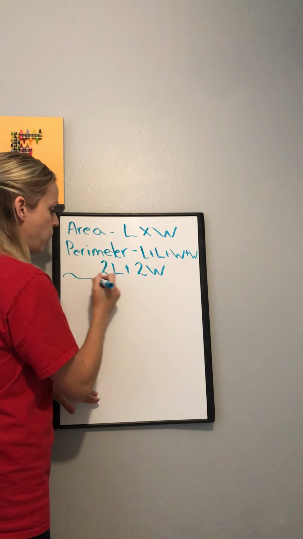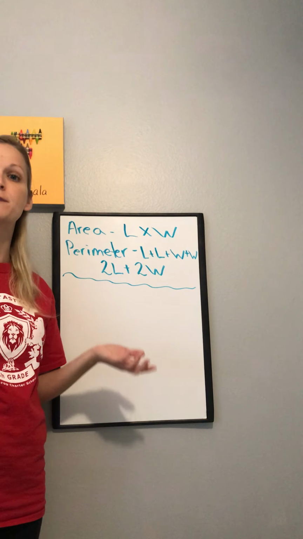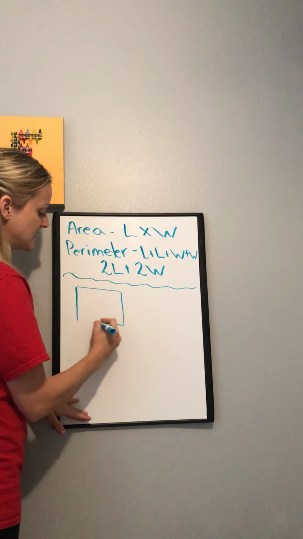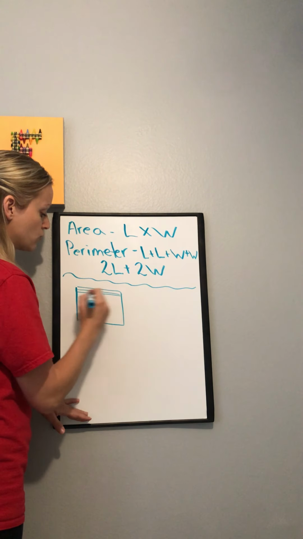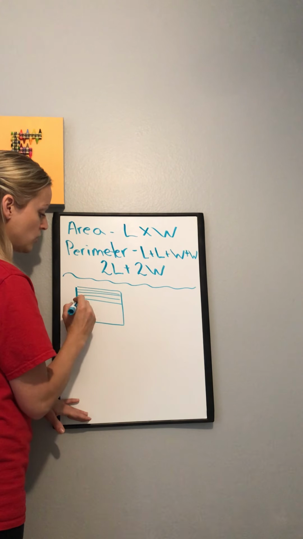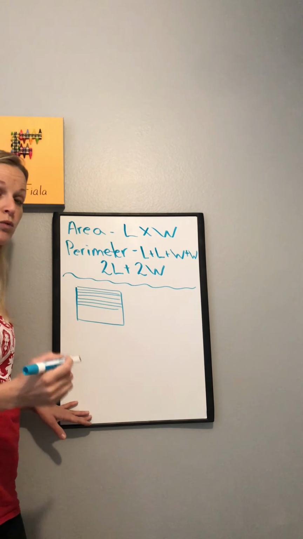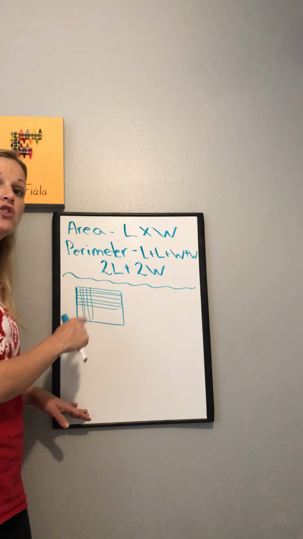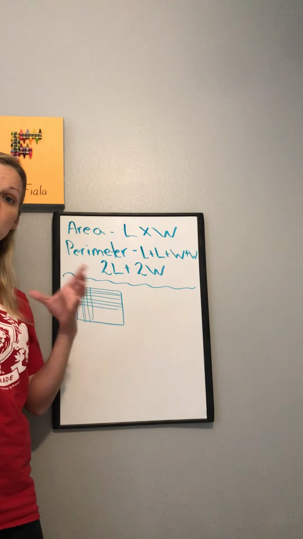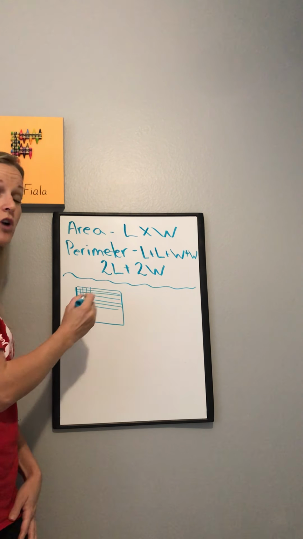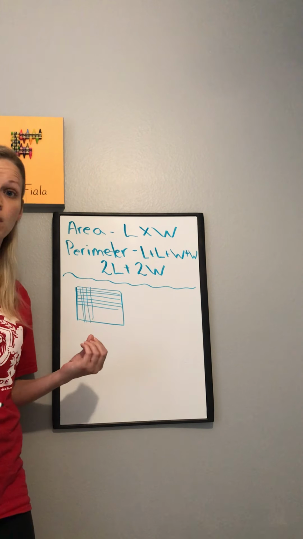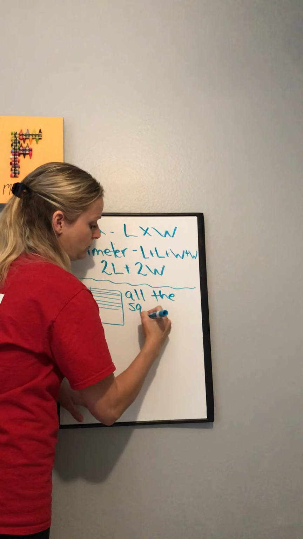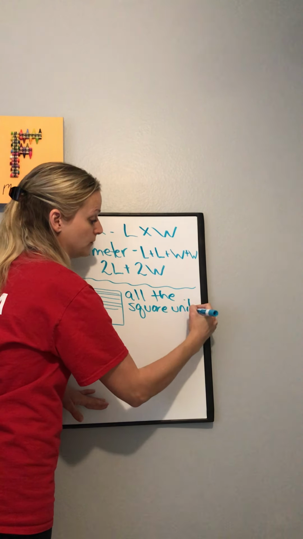Let's talk about when you would want to find area and when you would want to find perimeter. So area is all the square units inside a figure. So if you were to draw a rectangle or a square or any shape on a grid, it's all the square units inside that shape. So really, if it's drawn on a sheet of grid paper, you could actually just count all the squares and that's going to give you the area. So area is all the square units inside a figure, okay?